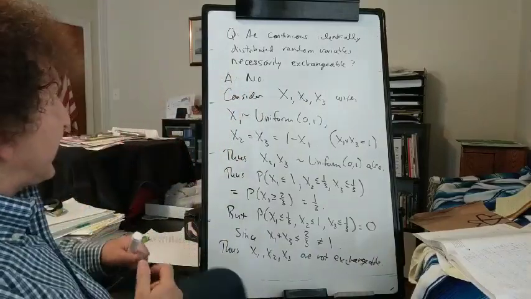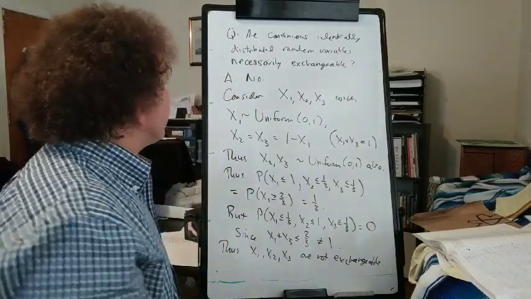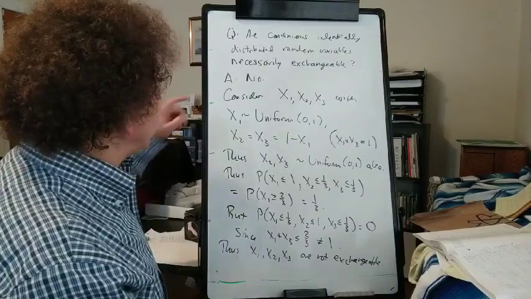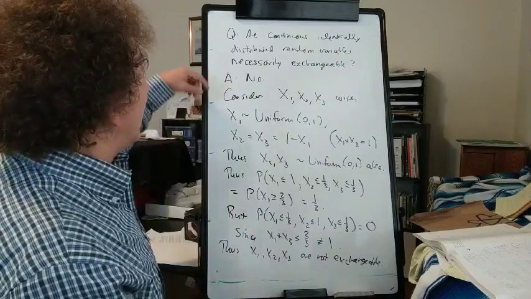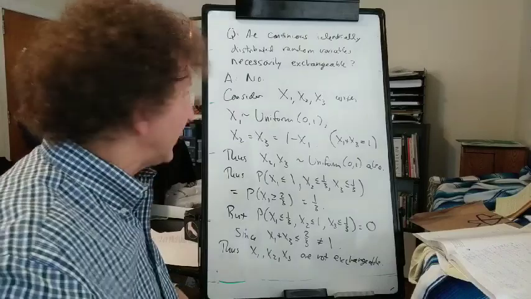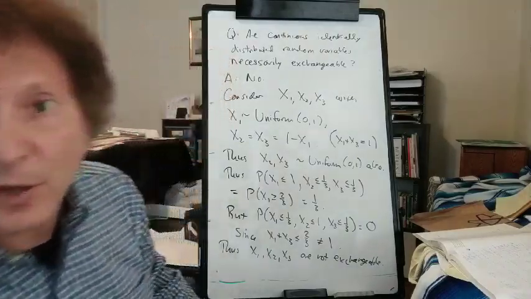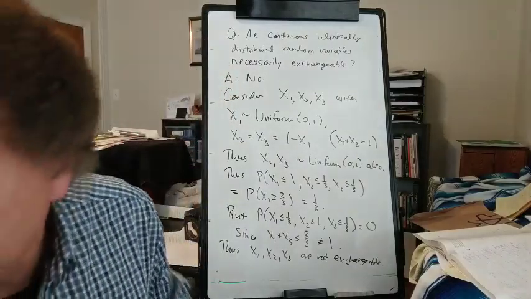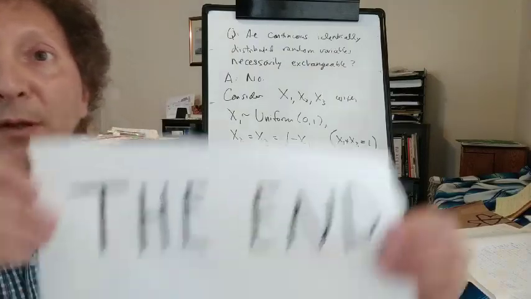So just like in the discrete case, if we have exchangeable variables, they're necessarily identically distributed, but if we have identically distributed random variables, they're not necessarily exchangeable. The end.